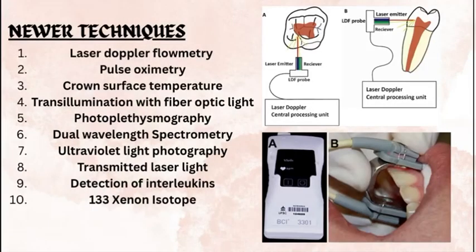Next are the newer techniques: laser Doppler flowmetry, pulse oximetry, crown surface temperature, transillumination with fiber optic light, photoplethysmography, dual wavelength spectrometry, ultraviolet light photography, transmitted laser light, detection of interleukins, and 133 xenon isotope.